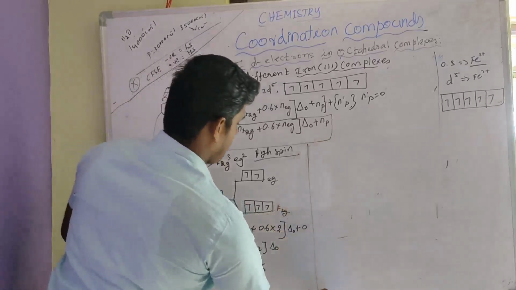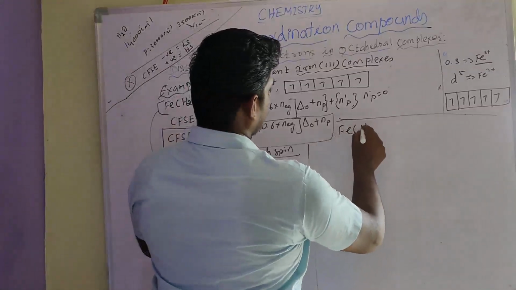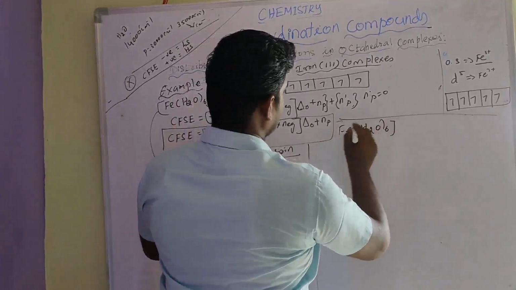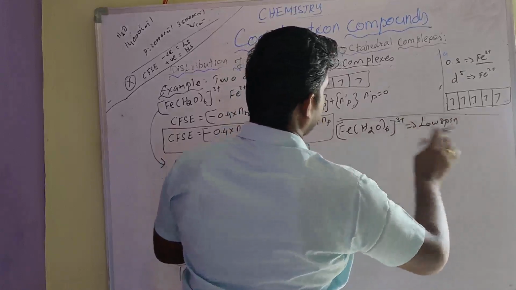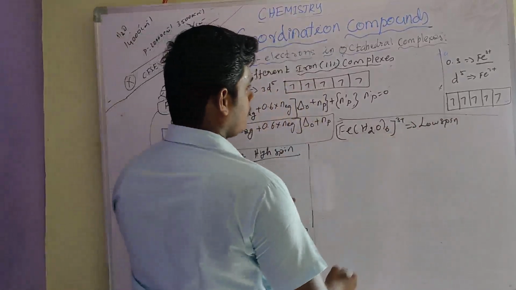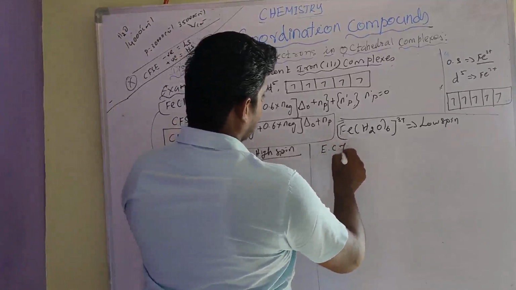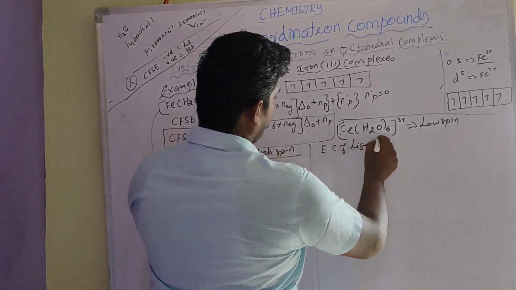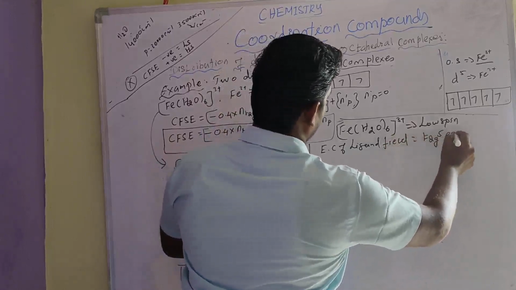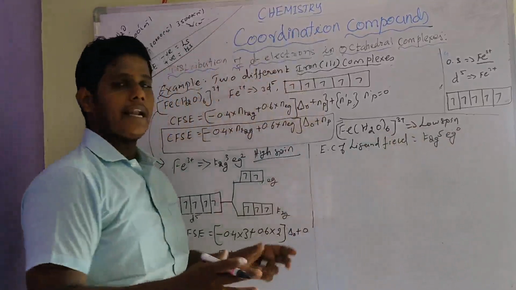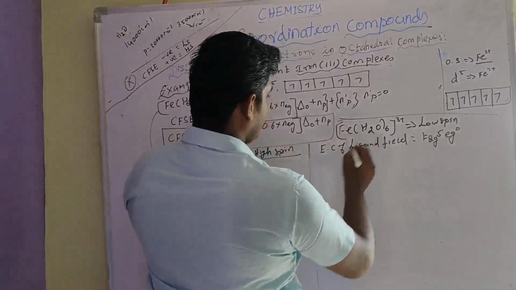Now similarly for Fe(H2O)6 3+ low spin. Suppose low spin is favored or not, we can check. Low spin means electrons are paired. So the electronic configuration in the ligand field is t2g5 eg0, because low spin means electrons are paired. Okay, so we get the d5 system.